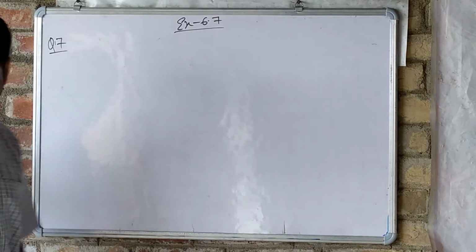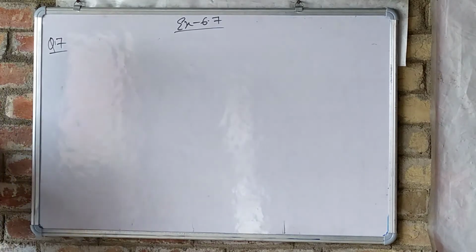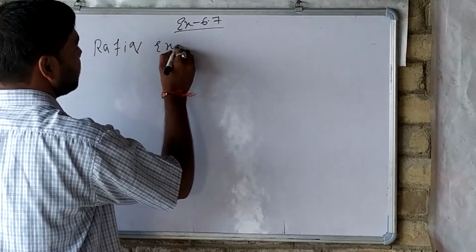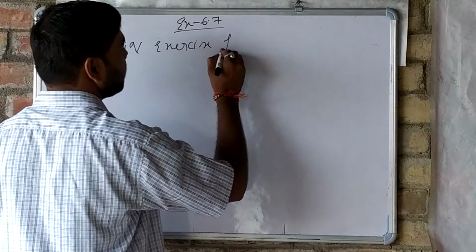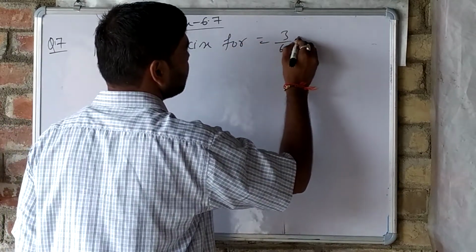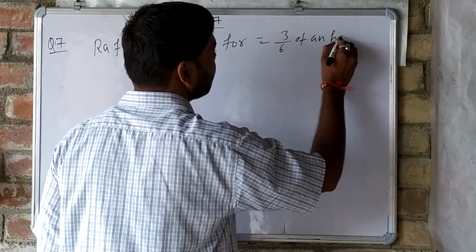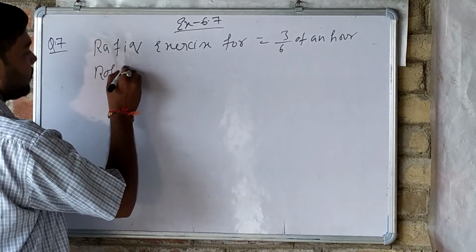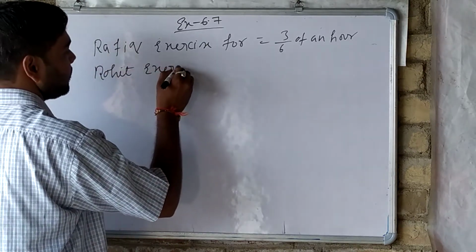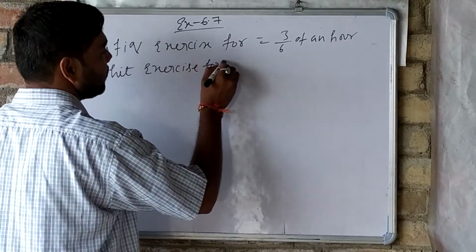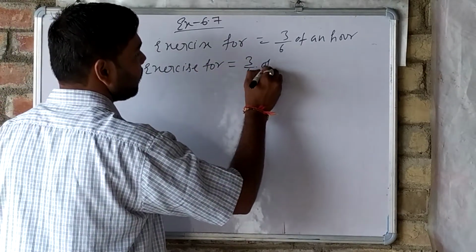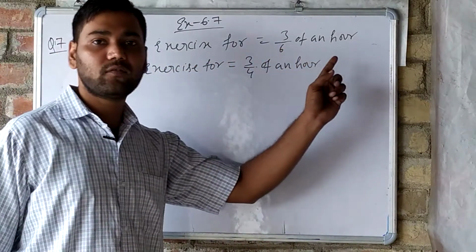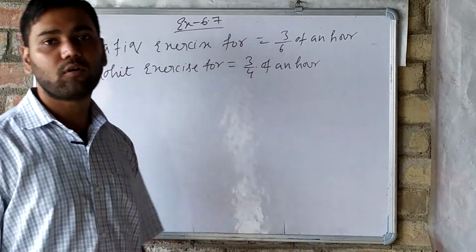So see in question number 7 what is given. Rafiq exercises for 3 by 6 of an hour, and Rohit exercises for how long? For 3 by 4 of an hour. Okay, Rafiq exercises for 3 by 6 of an hour. Rohit exercises for 3 by 4 of an hour.